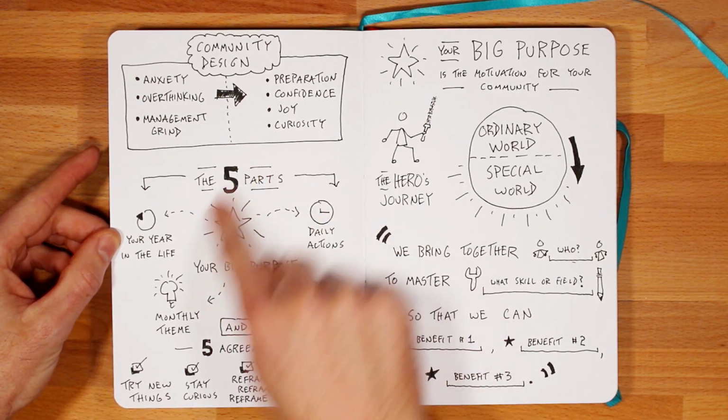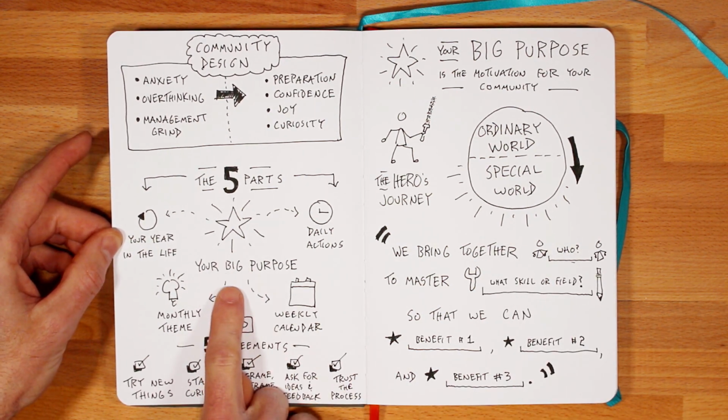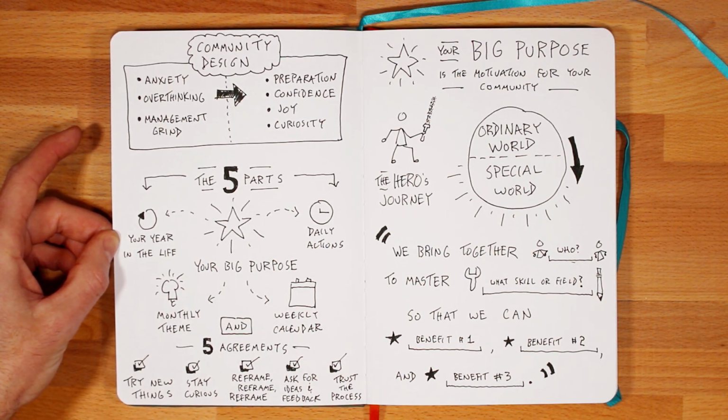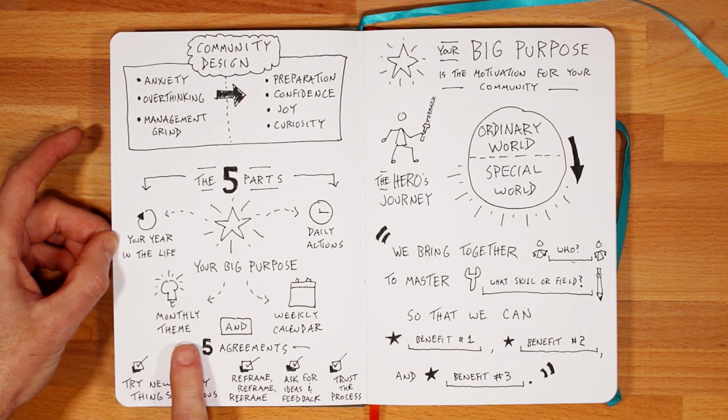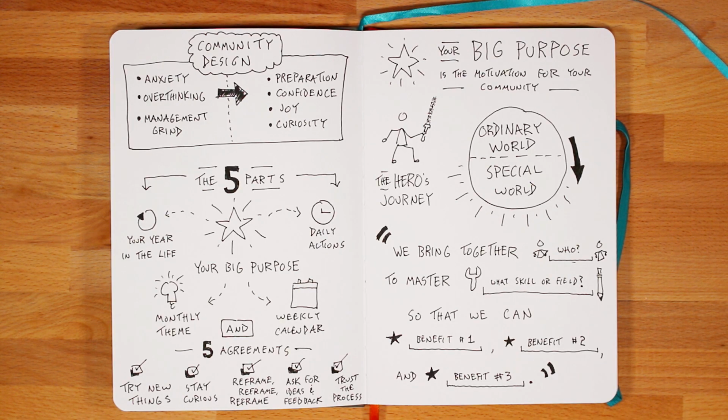The 5 major components of community design that we explored throughout this masterclass were first identifying a big purpose, then imagining what the year in the life of your community looks like, breaking that down into monthly themes and a weekly calendar, and then daily actions. I really appreciated that zooming out and zooming in: identifying why your community is gathering in the first place, the big purpose you're working toward, what a year of transformation actually looks like, and then nailing down the specific activities that you do on a daily basis, so that you know the actual steps it will take to build that mastery.